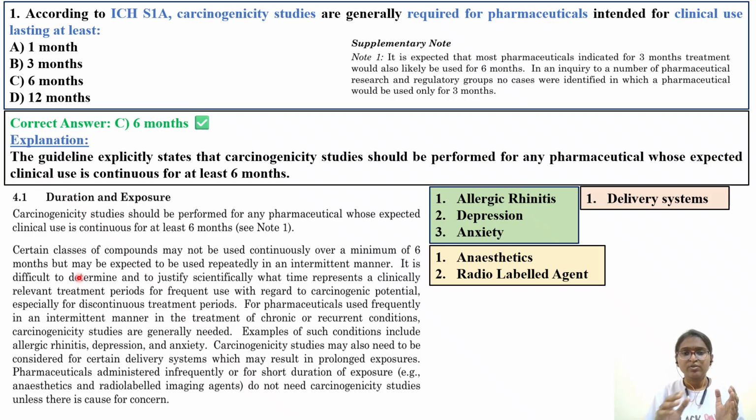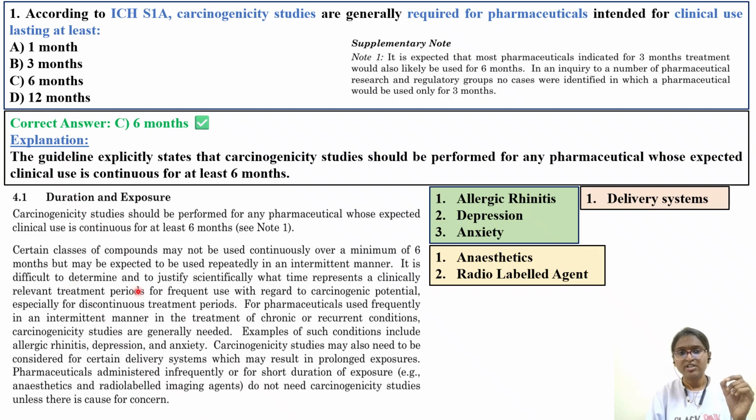Okay, so in that case, whether we need to do a 2 year mice and rat study, we'll understand from this paragraph, because the first statement states continuous. Now we are discussing intermittent dosing. So certain classes of compounds may not be used continuously over a minimum of 6 months, but may be expected to be used repeatedly in an intermittent manner.